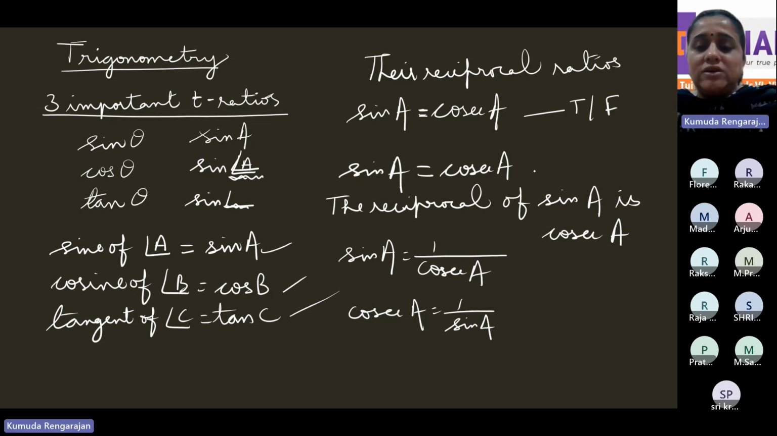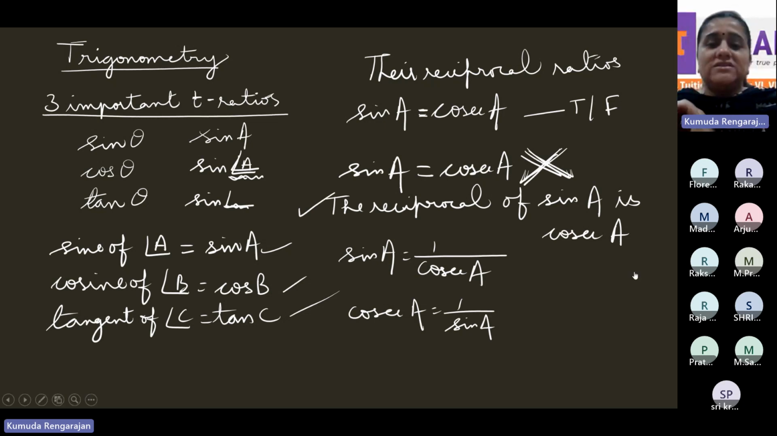So sine A is equal to cosecant A is wrong. In words, the reciprocal of sine A is cosecant A, or the reciprocal of cosecant A is sine A. Symbolically, sine A is equal to 1 by cosecant A, and cosecant A is equal to 1 by sine A. Okay. What about the reciprocal of cos B?